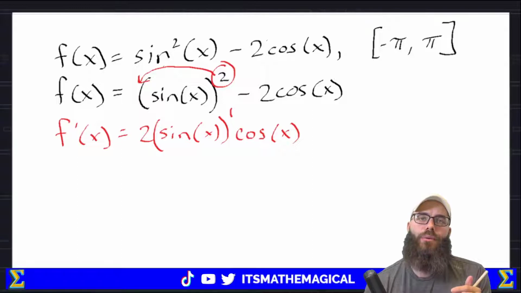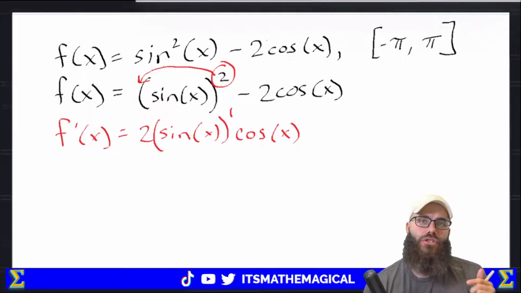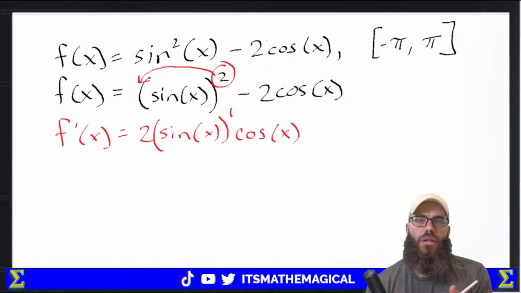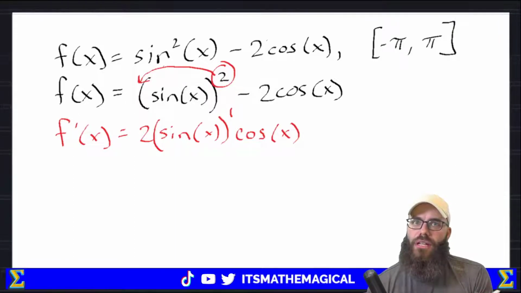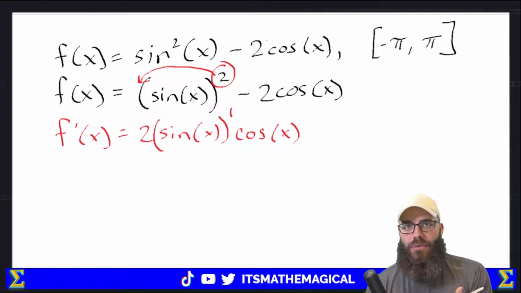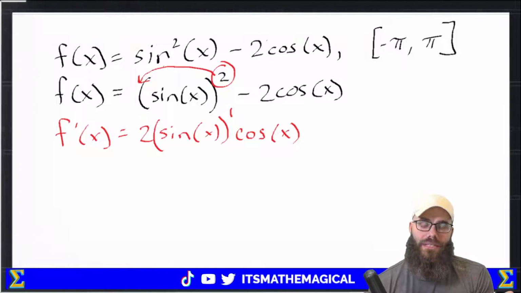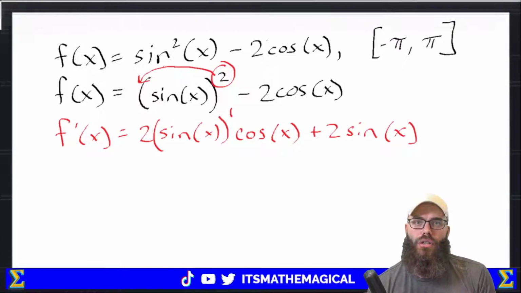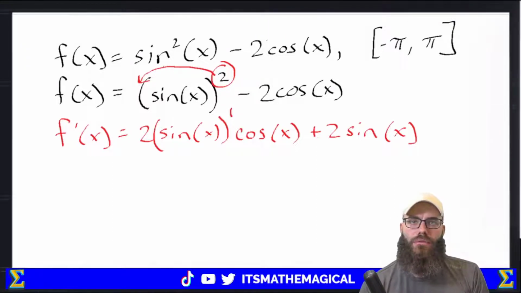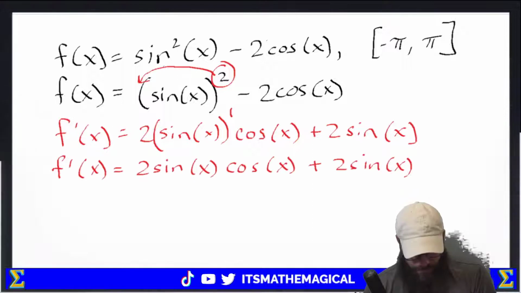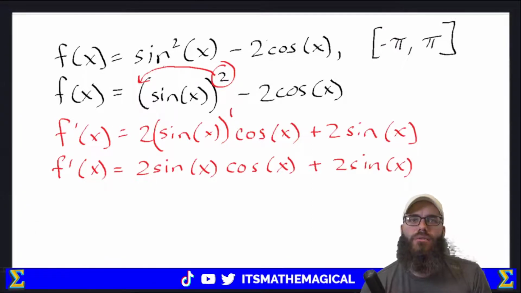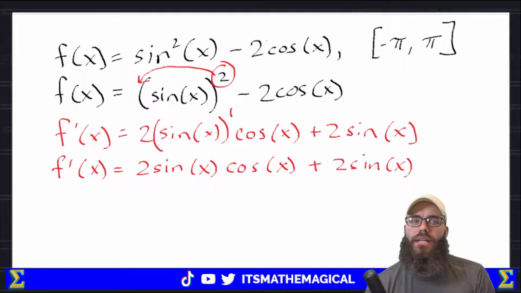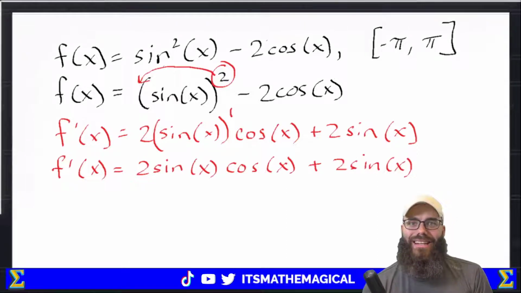Now we want to go to that second term, minus 2 cosine x. Here we just want to take the derivative of cosine, which is negative sine, and then we'll take negative 2 times negative sine x and get plus 2 sine x. So let's clean this up a little bit and we'll have f prime of x is equal to 2 sine x times cosine x plus 2 sine x.